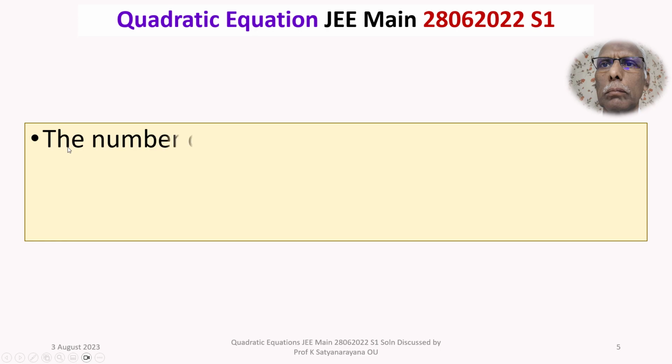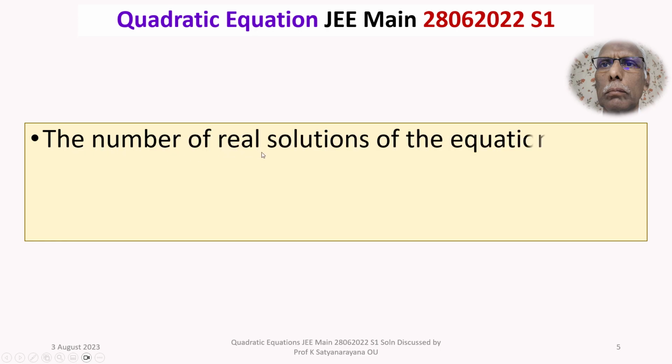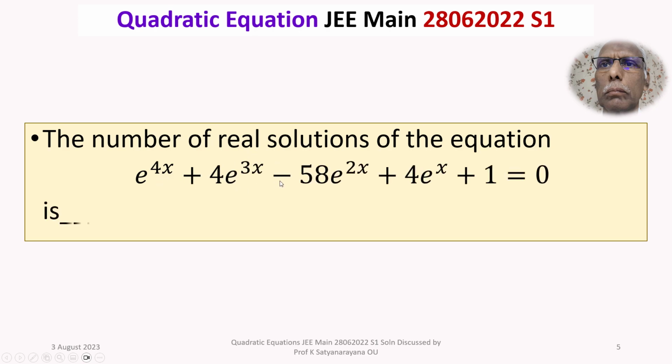The given question is: the number of real solutions of the equation e^(4x) + 4e^(3x) - 58e^(2x) + 4e^x + 1 = 0. It is required to find the number of real solutions of this equation.